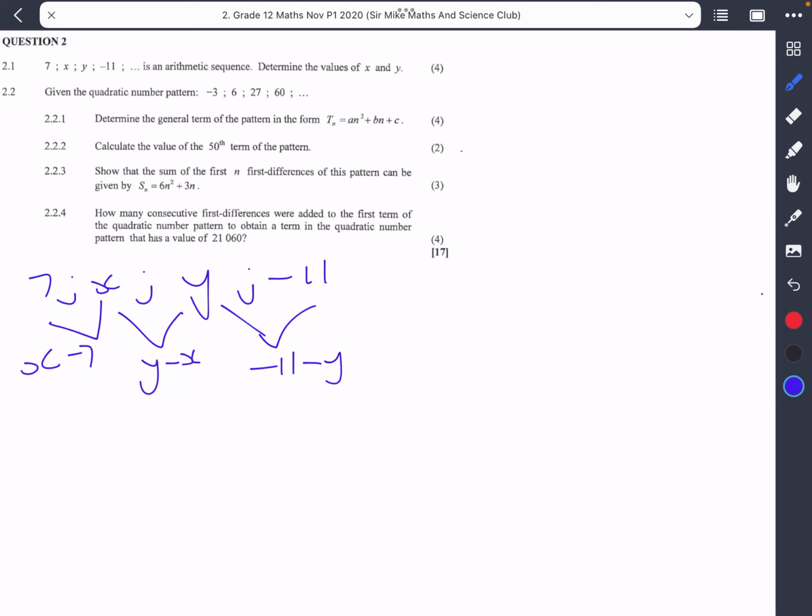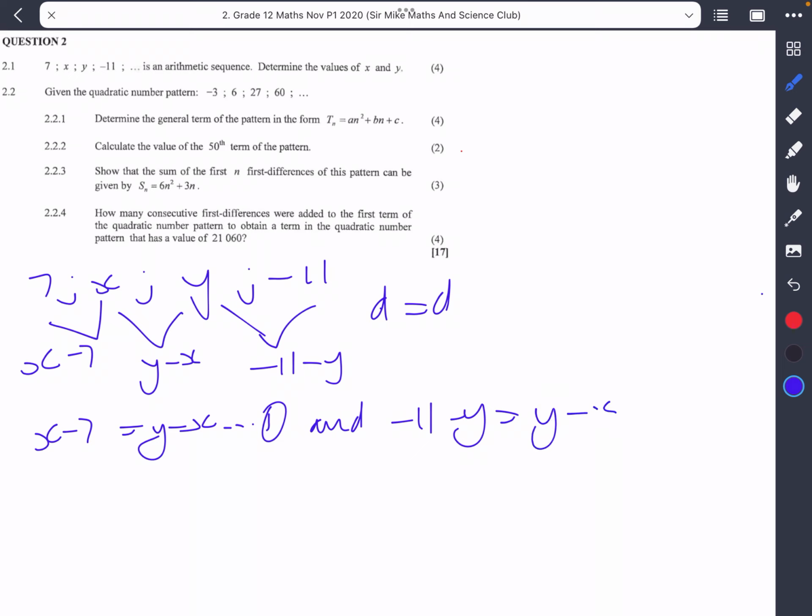What I'm going to argue is that all of these are equal to one another, so d equals d. So x minus 7 must equal y minus x. I'm just going to leave that as my equation 1. I also know that negative 11 minus y is the same as y minus x, because those are the differences. All of those things are equal.